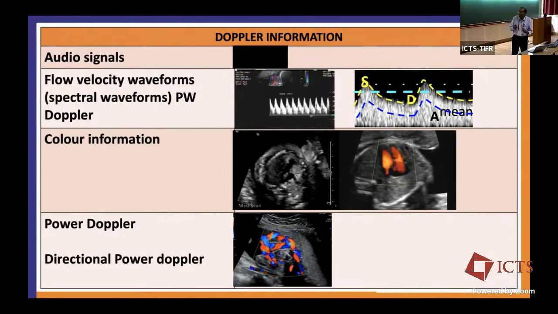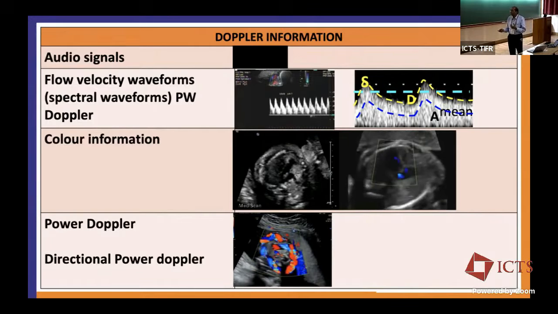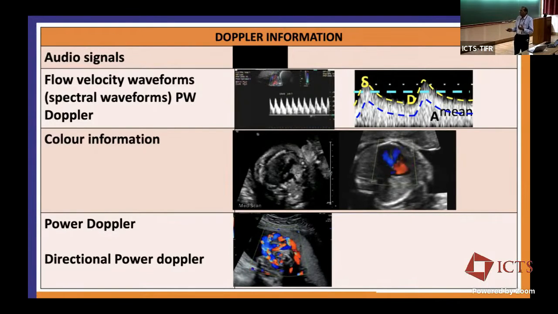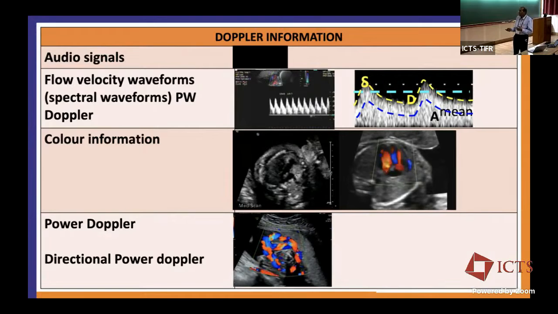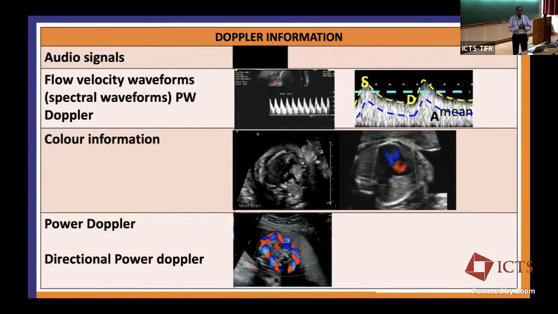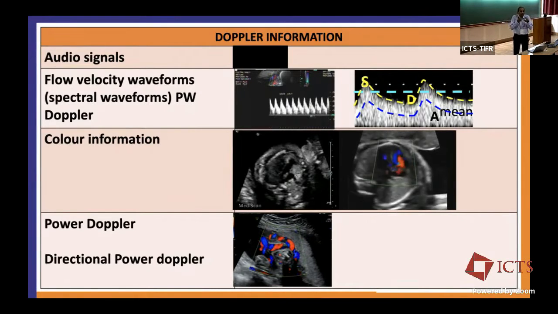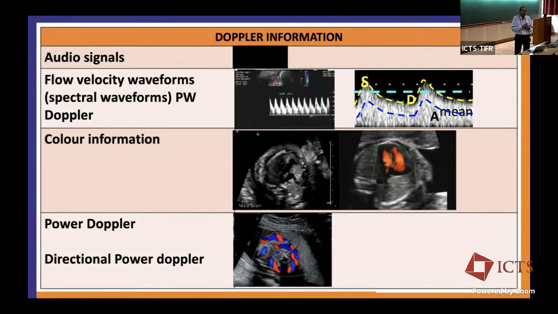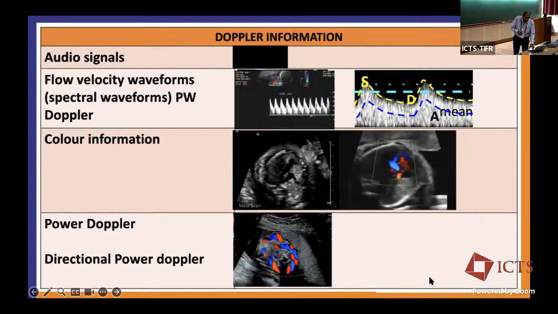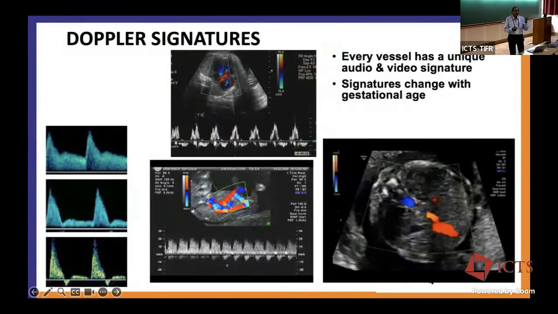So they changed to a new technology, which is called power Doppler or directional power Doppler. In power Doppler, it takes away the angle of insonation and just looks at if one cell moves from a point to a different point, the energy that's released from that cell is converted into Doppler information. So today we have technology where we can get absolutely very, very low velocities also.